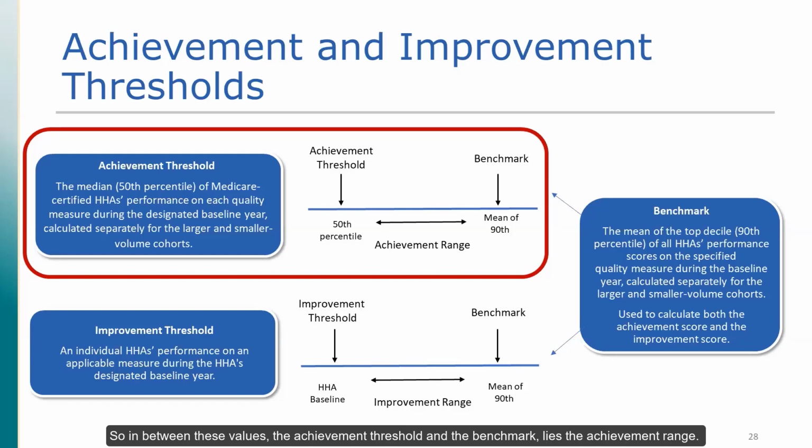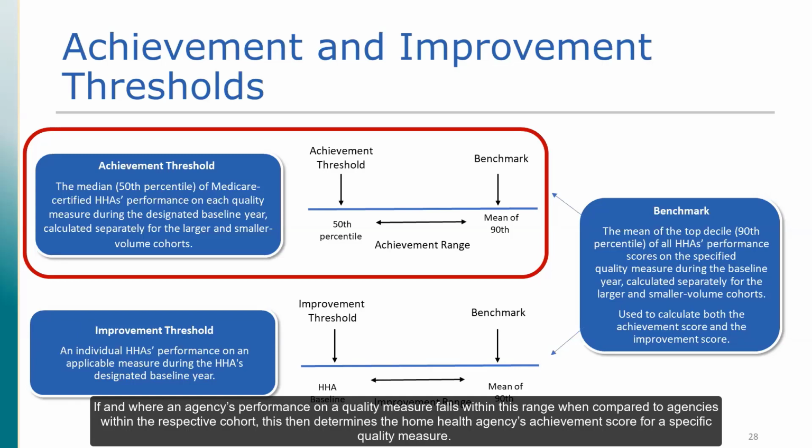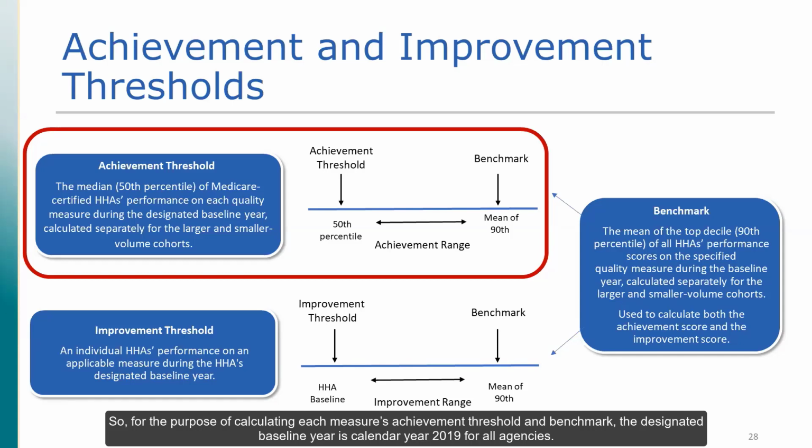So in between these values, the achievement threshold and the benchmark, lies the achievement range. If and where an agency's performance on a quality measure falls within this range when compared to agencies within the respective cohort, this then determines the home health agency's achievement score for a specific quality measure. So for the purpose of calculating each measure's achievement threshold and benchmark, the designated baseline year is calendar year 2019 for all agencies.